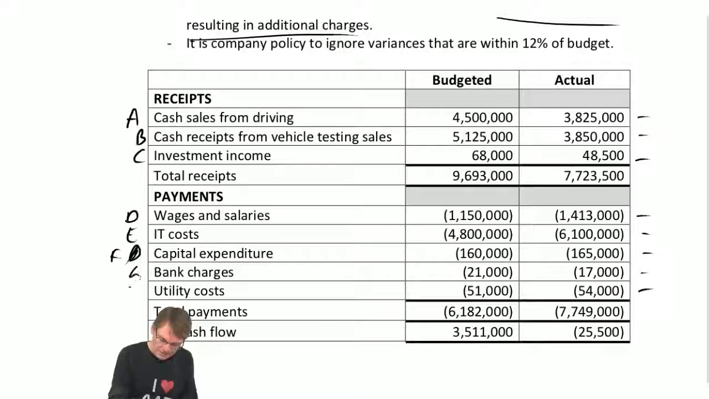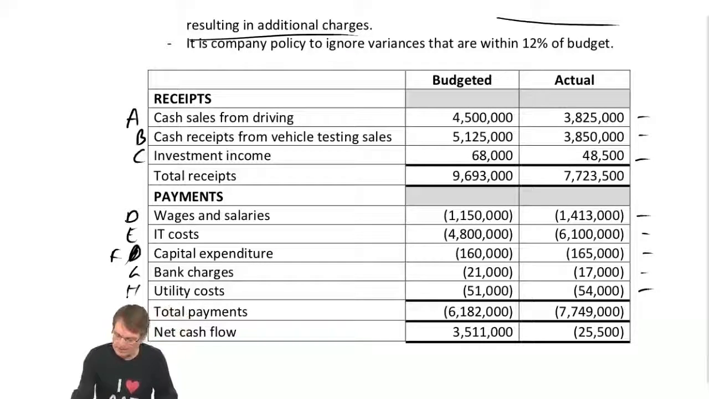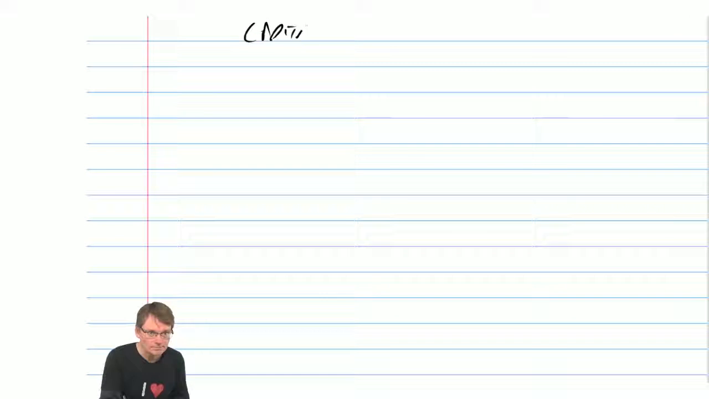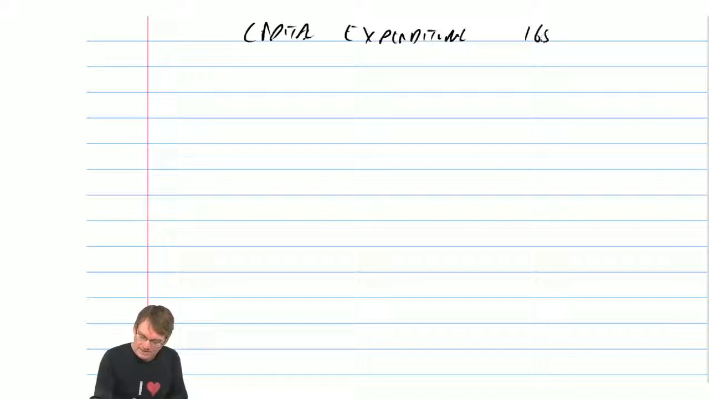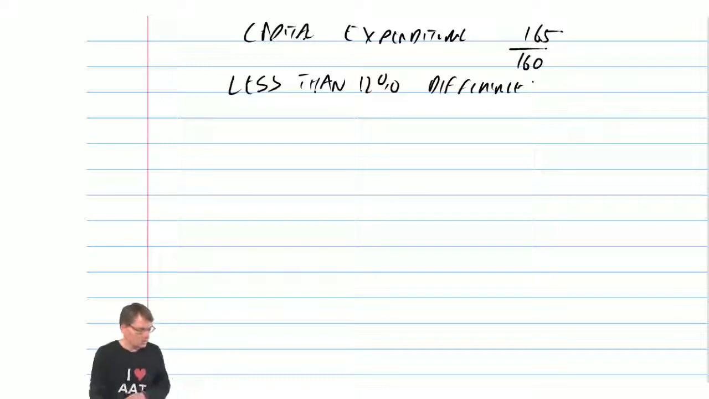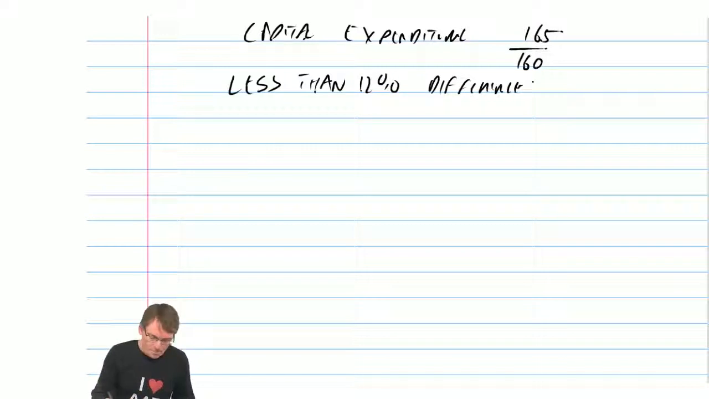F, G, H. So capital expenditure, we have got 165 over 160. That is less than 12% difference. So we don't need to do anything with that. Bank charges.